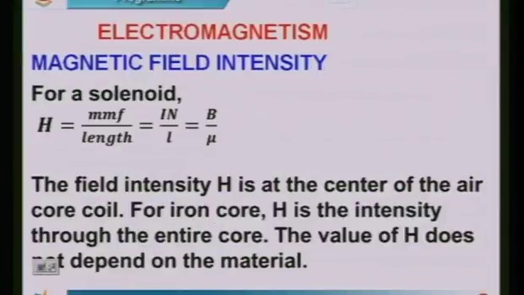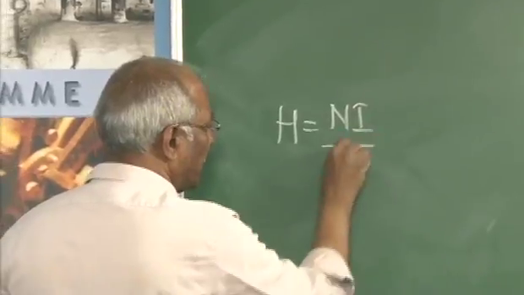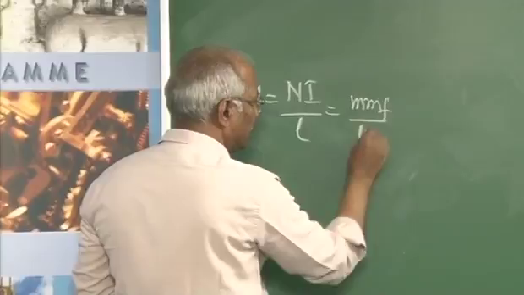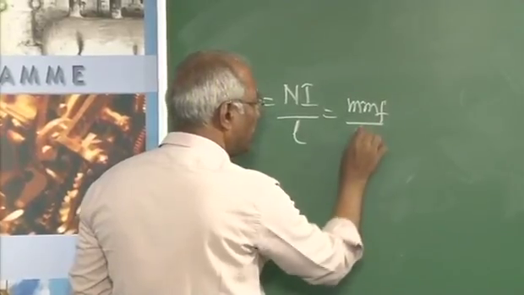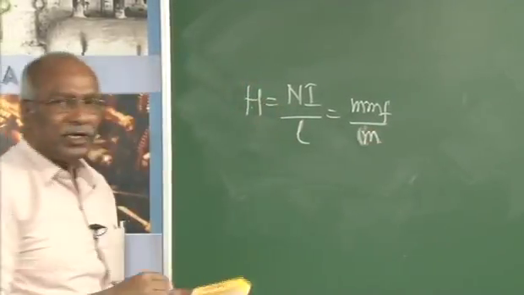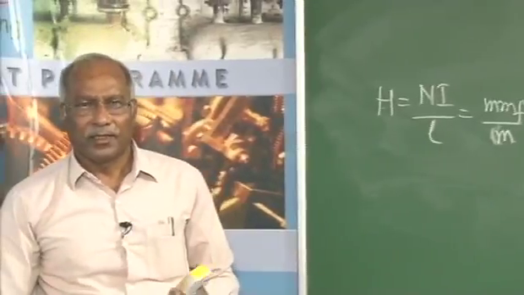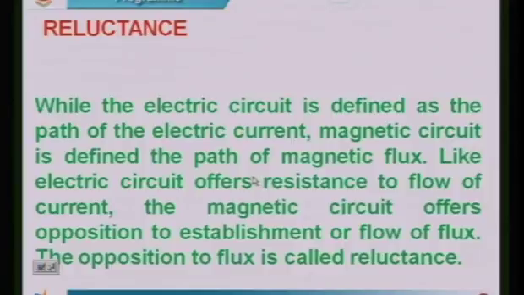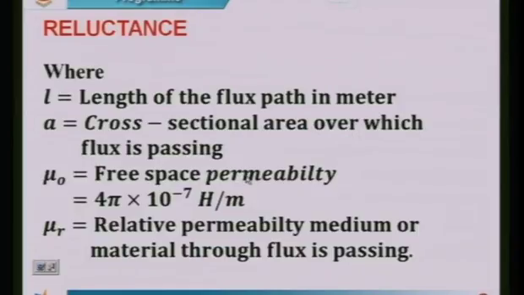The field intensity is defined as H. H is nothing but ampere turns per unit length. That's nothing but equal to MMF by L, or MMF per meter, which is generally taken as the field intensity. Then reluctance, we have already studied, or we have already gone through it.